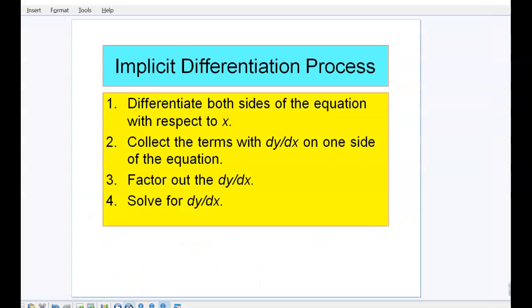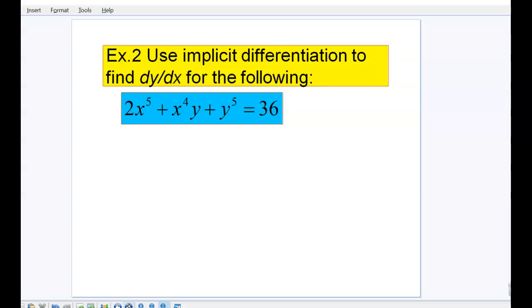Okay, so here's the process, or the steps involved, for doing implicit differentiation. First of all, you differentiate each term in the equation with respect to variable x. Collect all your dy dx's on one side of the equation, factor out the dy dx, and solve for dy dx. So if you take a look at this example, this is a more complicated relation.